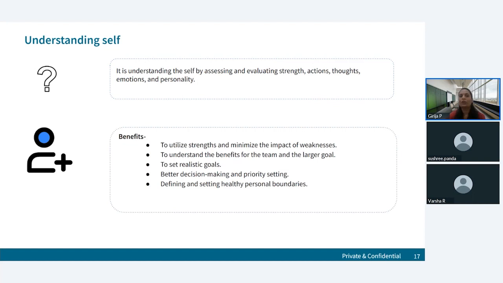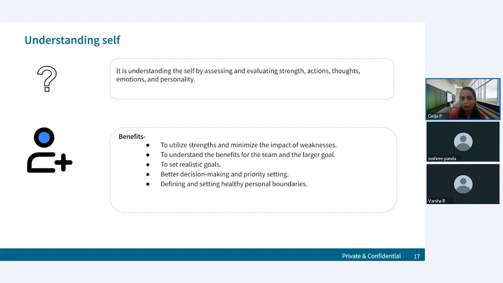So if you have understood yourself, definitely now you know what your strengths are. So it can help you to minimize the impact of your weaknesses. For example, if you're good at teamwork, this is your strength. If you lack communication, then you can minimize the impact of this weakness. And now that you know about yourself, you know what you will bring to the table, so that can benefit the team and the larger goal.